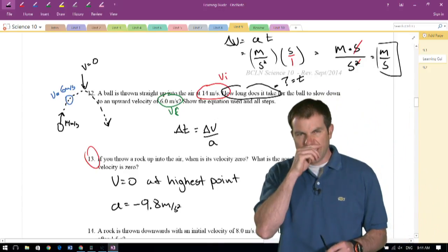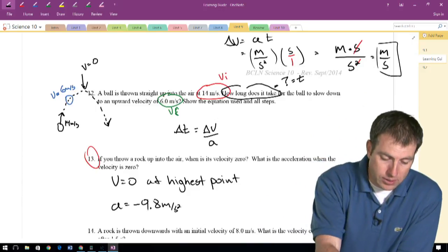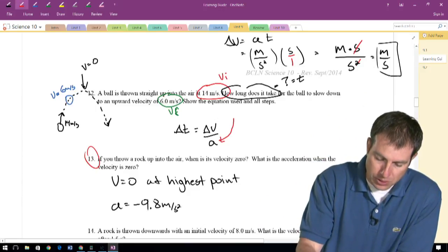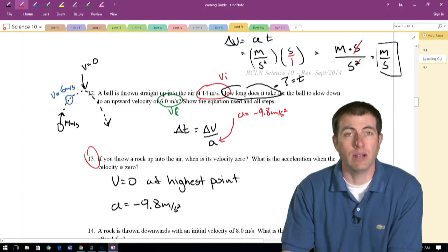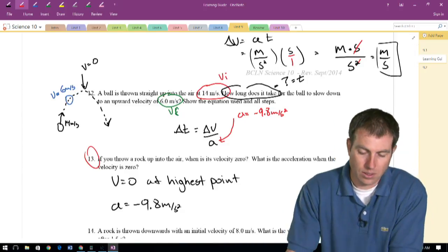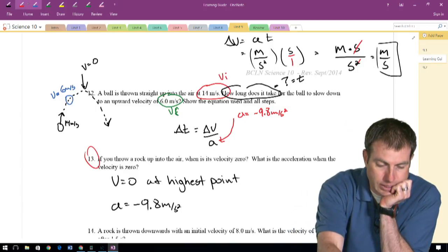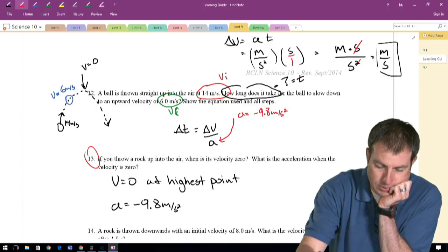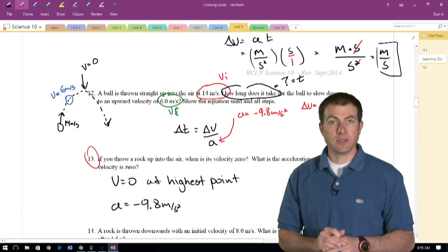All right, now anytime we have an object in the air, falling, thrown, things like that, we know the acceleration. And the acceleration is always going to be negative 9.8 meters per second squared. That is the acceleration due to gravity for any object in free fall. We also have a change in velocity. So our change in velocity is going to be our final velocity minus our initial velocity. And we've identified these in the problem already.